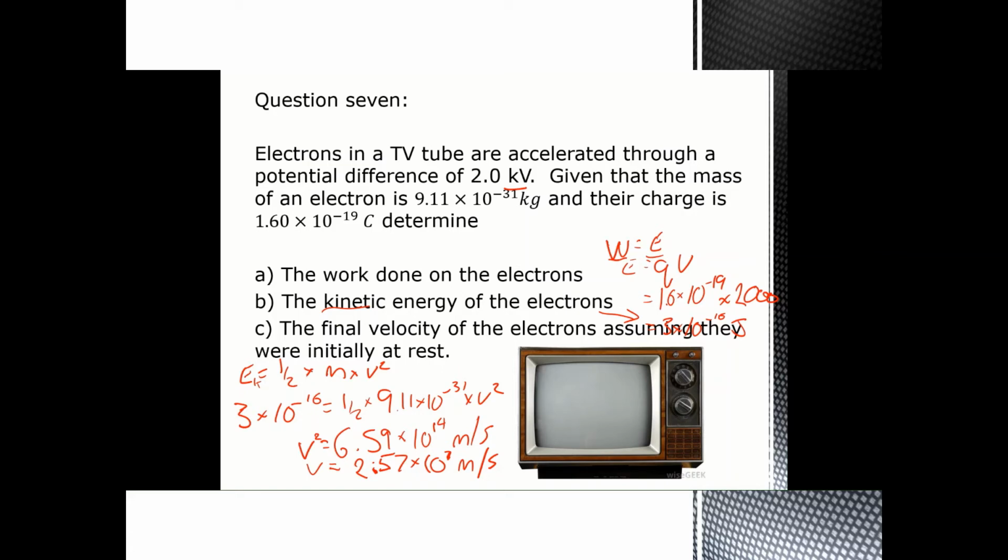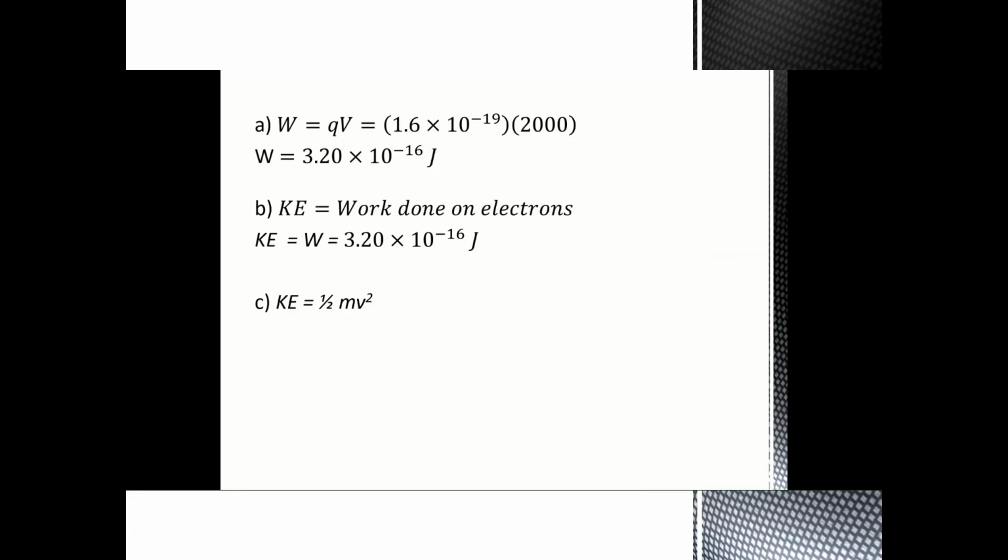So we assume that the electron has accelerated its way all up to 2.57 times 10 to the power of 7 meters per second. The full working can be found on the next slide.